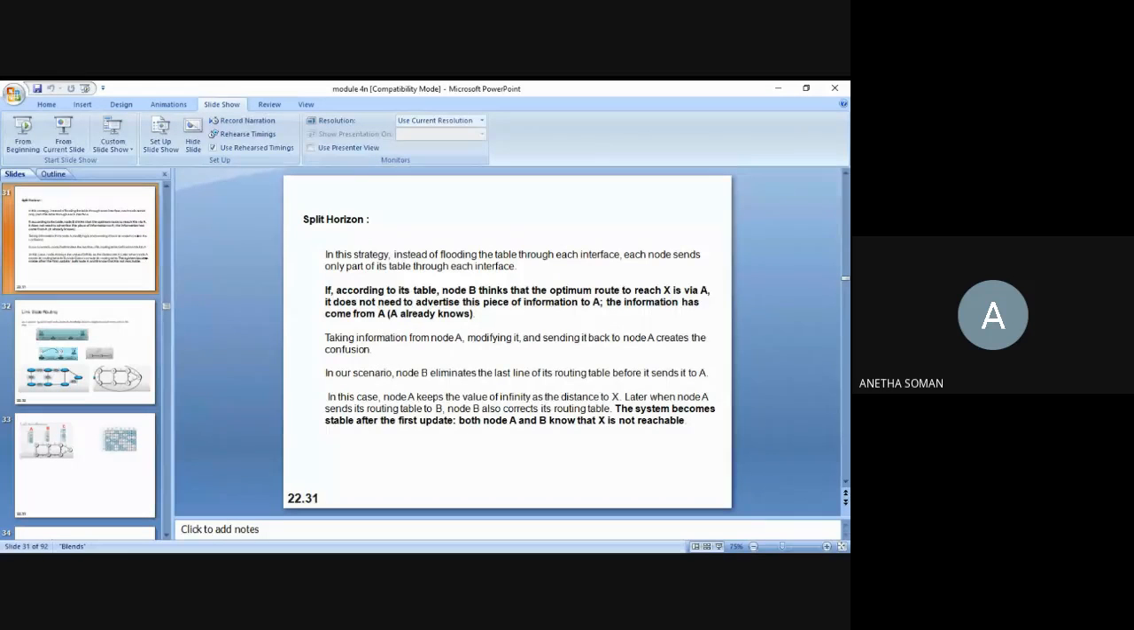Understood? What is split horizon? What is defining infinity? And what is the count to infinity problem? Usually it will be asked, what is the drawback of the distance vector routing algorithm and how you can eliminate it. Understood? So when it is asked, you should be explaining with the help of an example.